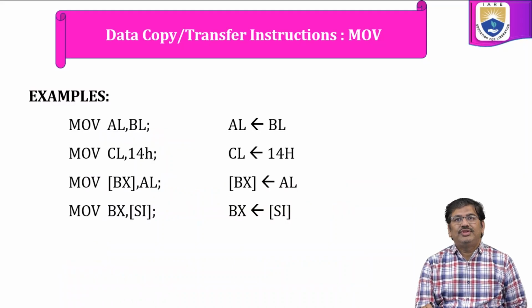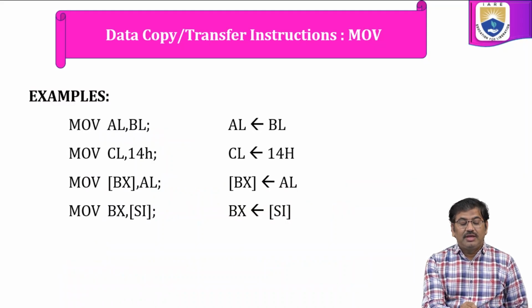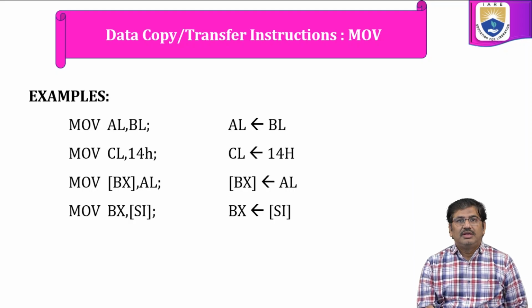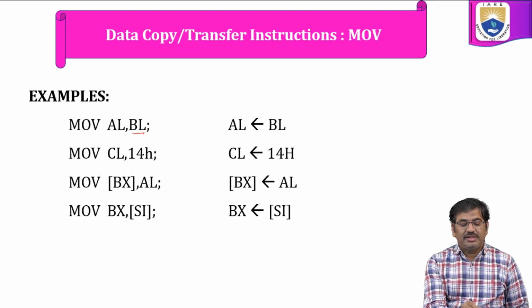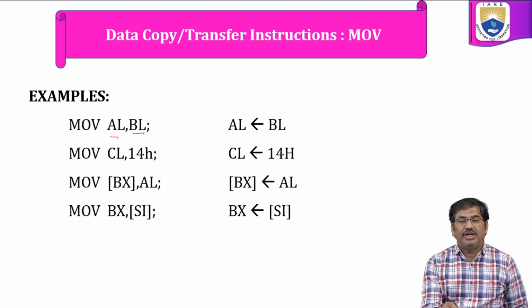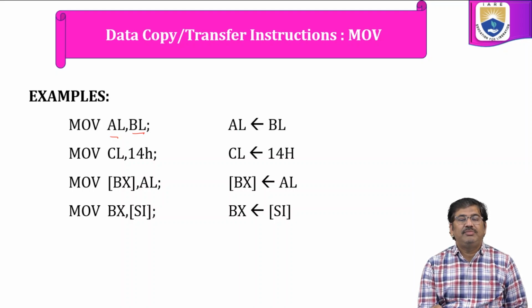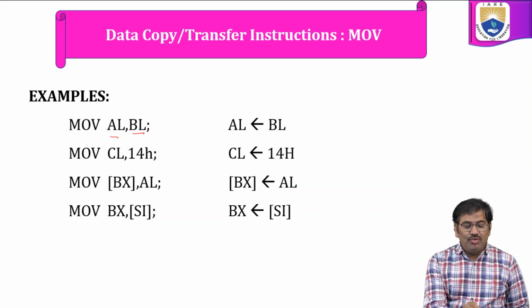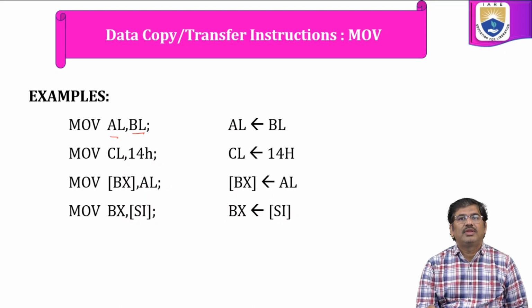A few examples for the MOV instruction: MOV AL, BL. So here the source is the BL register and the destination is the AL register. Using this instruction, we can copy 8-bit data which is present in the BL register into the AL register. It is an 8-bit transfer. Next, MOV CL, 14H. Here 14H is an immediate data that is loaded into the CL register.